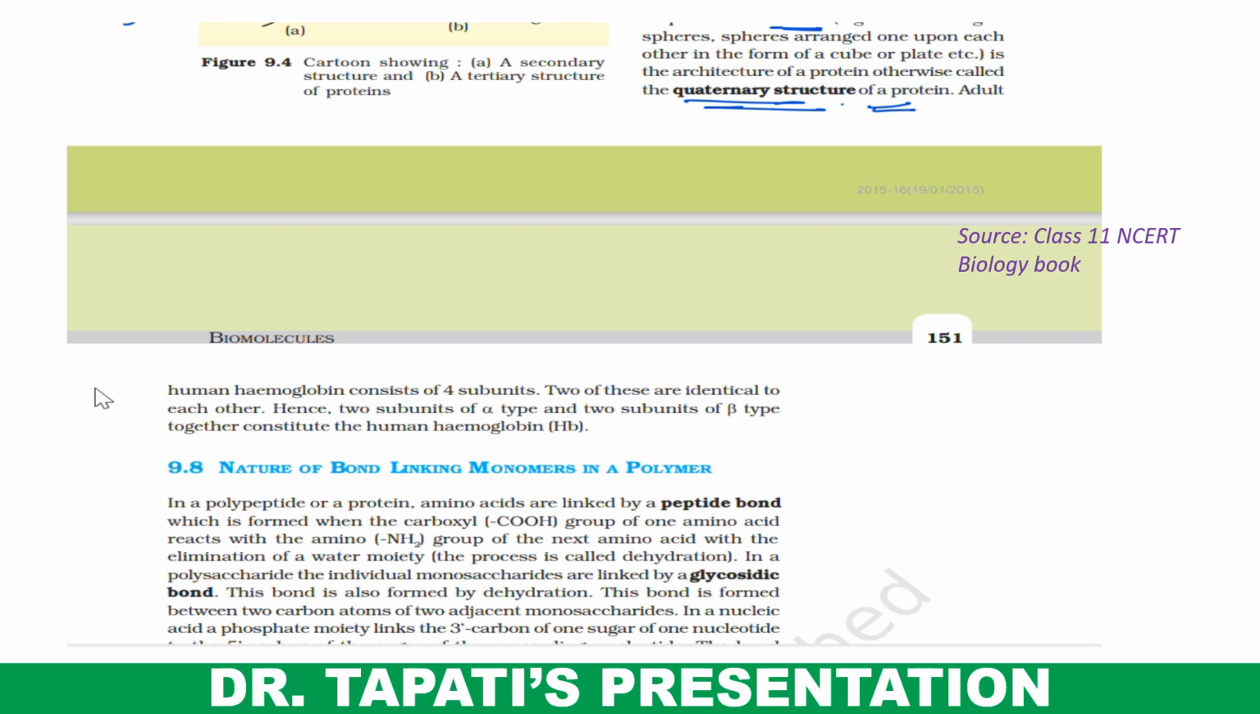As for example, adult human hemoglobin consists of four subunits, two alpha and two beta subunits present in the hemoglobin molecule. So two of these are identical to each other. So two subunits of alpha type and two subunits of beta type together constitute the human hemoglobin, and that is giving the quaternary structure of hemoglobin.